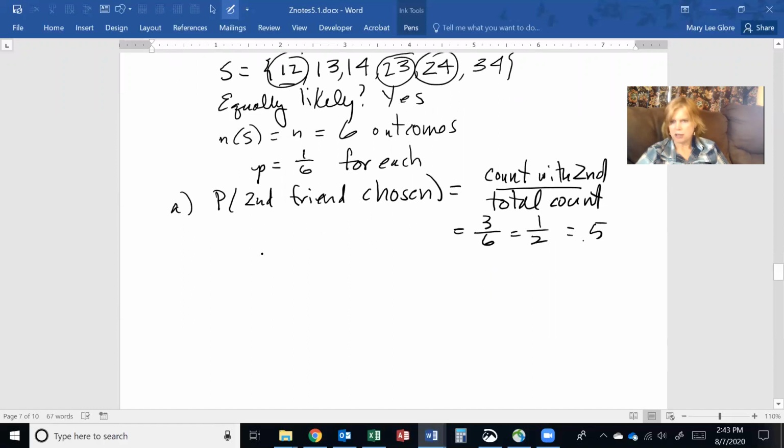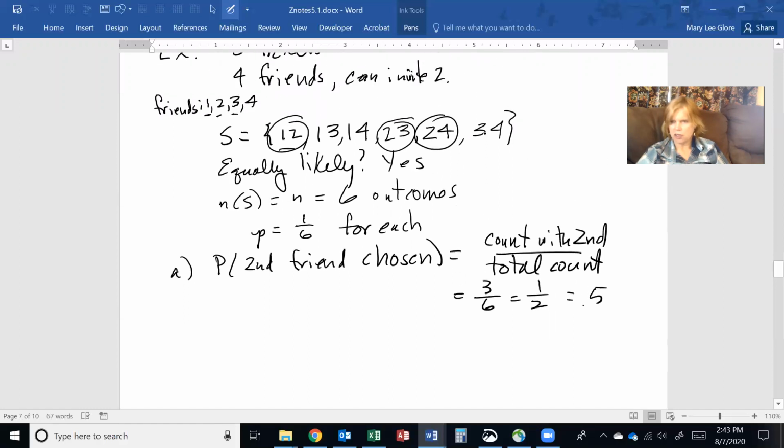And so what does that mean? It means that if I use a random method to pick these people, let's say I put all their names in a hat, that's a random method. Half of the time, if I was to repeat that experiment, if I picked 2 names and then did it again and again and again, about half of the time, the second friend would be chosen.